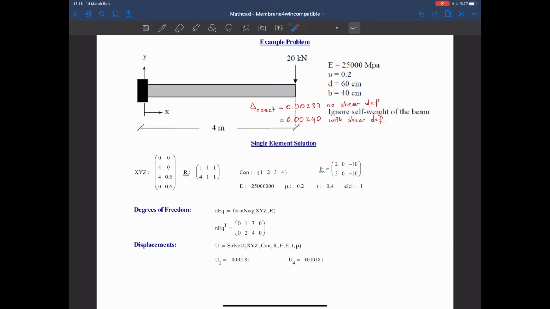Remember our 5-element solution with the bilinear elements? The 5-element solution will give me almost half of the displacement, but with this introduction of the higher order terms in the shape function, I was able to get 0.0018 with a single element. So now we significantly improve the behavior of this membrane element under bending action.